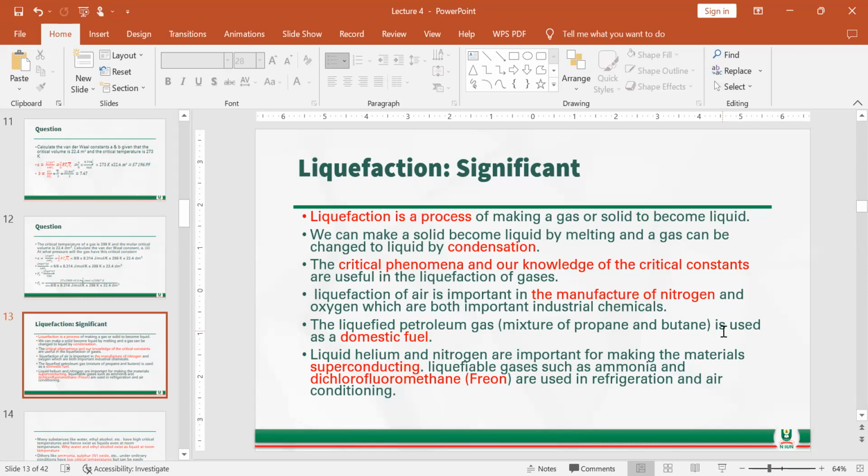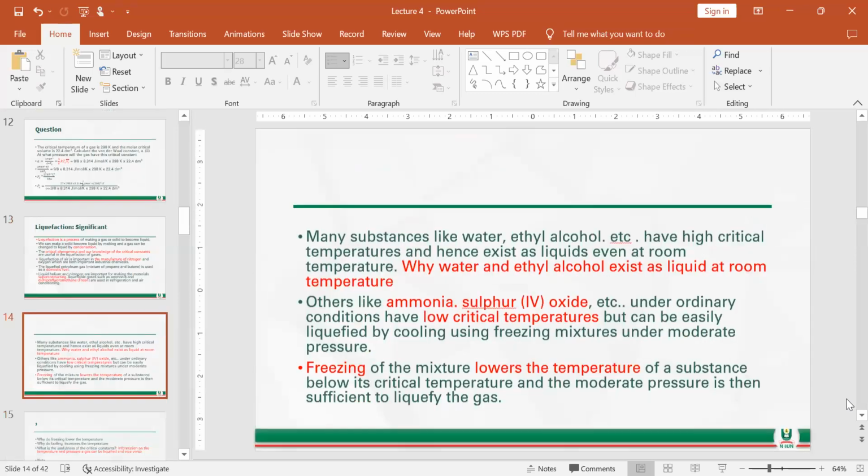Liquefiable gases such as ammonia and dichloromethane are used in refrigeration and air conditioning. So that is it.